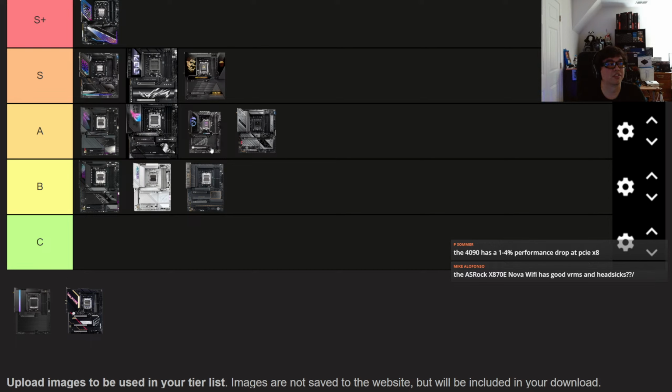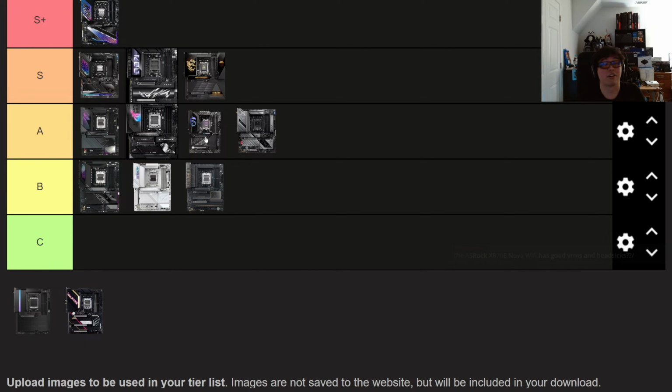Now, the question on my mind, besides does the Taichi have E-clock, is does the Carbon have E-clock? That is the one that I really want to know, because I know the Godlike has it, I just don't know if the Carbon has it. And the Carbon is a $500 board, and its rivals from Gigabyte, Asus, and we're assuming ASRock, all of them have E-clock mode. So does MSI have it? That's what I'm wondering.